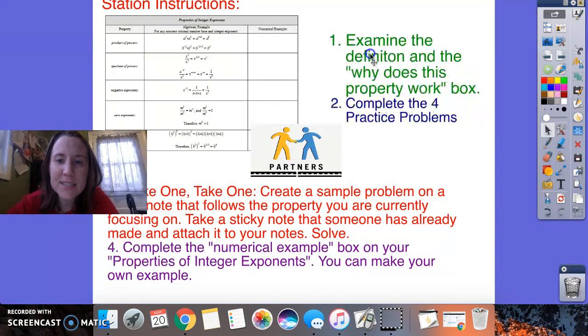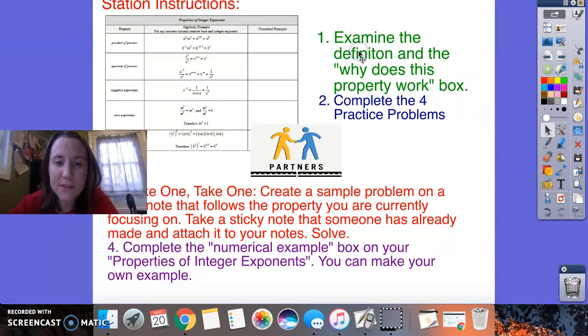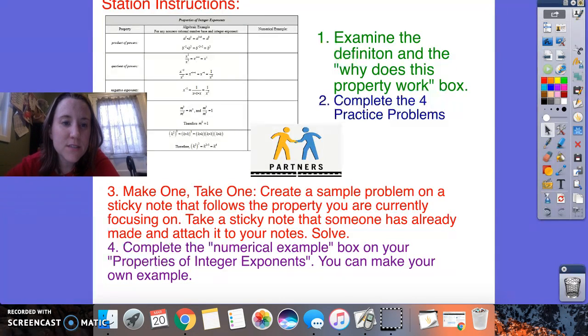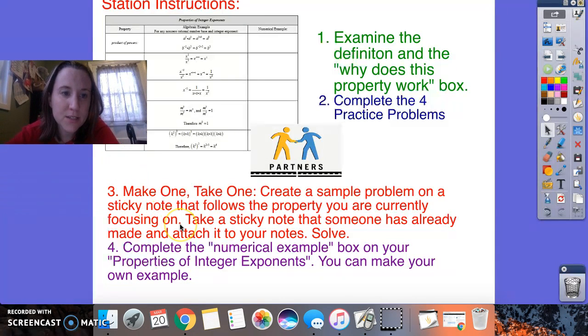But when you get to the station, you are going to examine the definition and the why does this property work box. And then you'll use that to complete the 4 practice problems. Once you've done the 4 practice problems, we're going to do this activity called Make One, Take One. You are going to create a sample problem on a sticky note that follows the property that you are currently focusing on at that station.